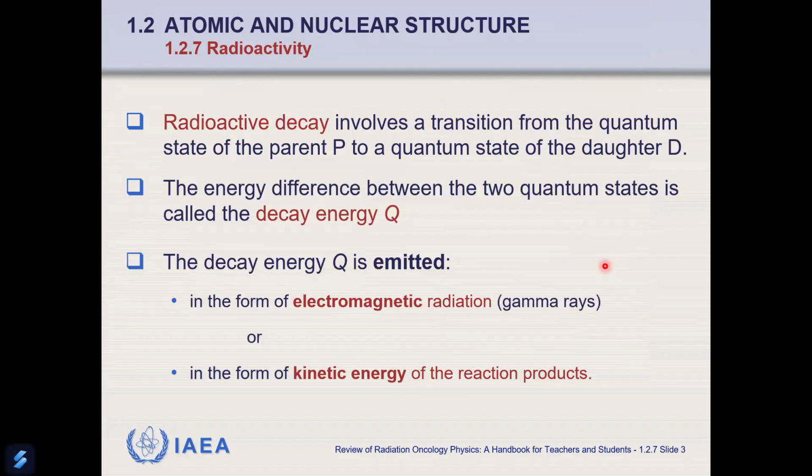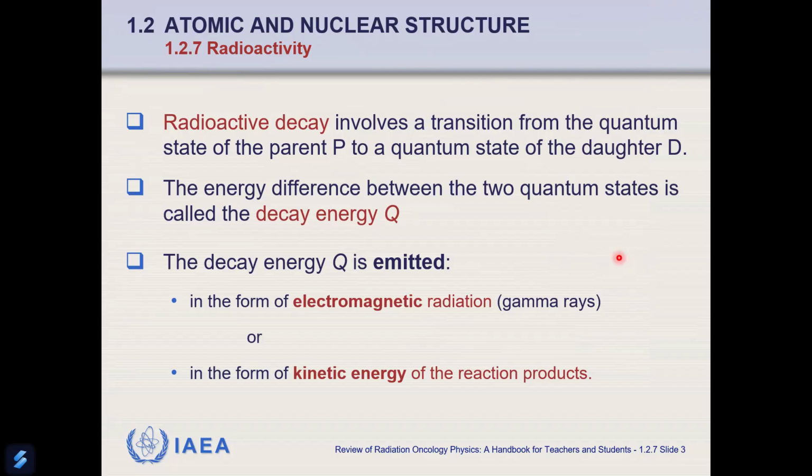All right. So, like I said, it's a transition from an energy state of a parent P to another energy state of a daughter D. And of course, the energy difference between those two energy states would be called the decay energy Q. That decay energy Q between the parent and the daughter can be released in the form of electromagnetic radiation or photons, which are specifically in this case called gamma rays.